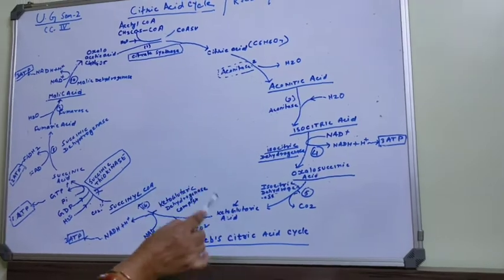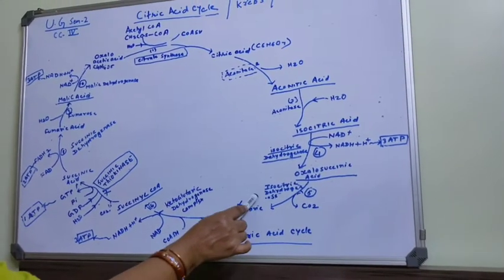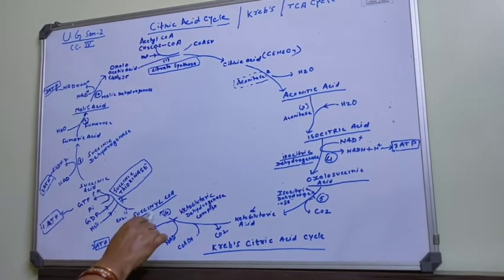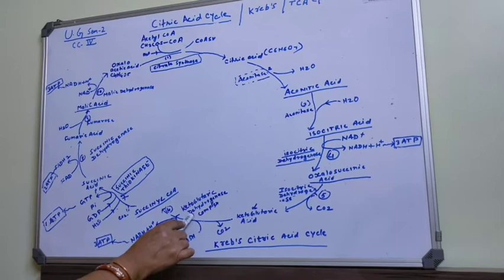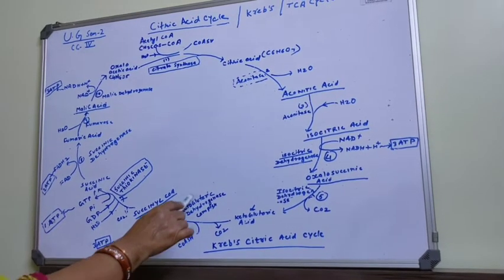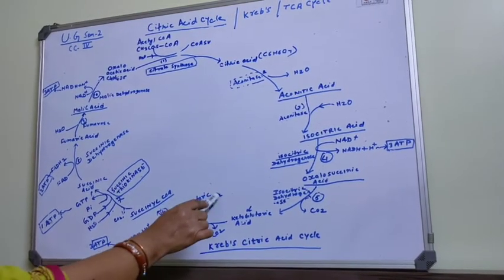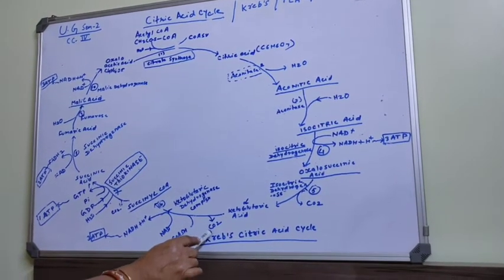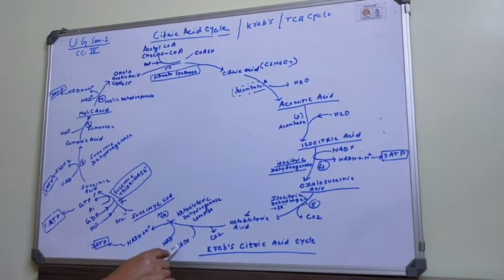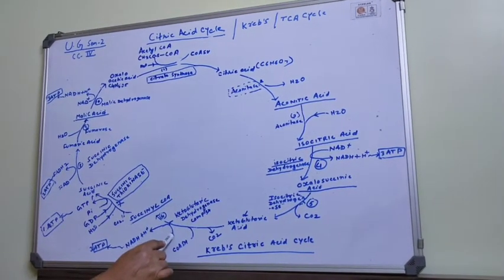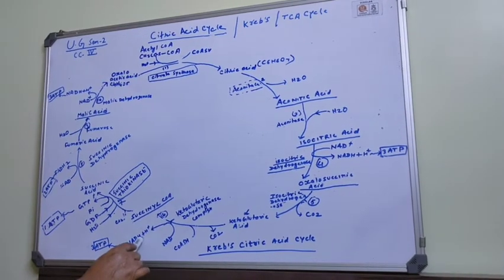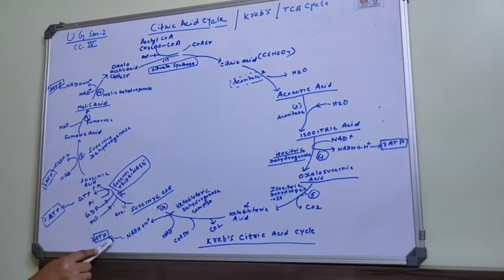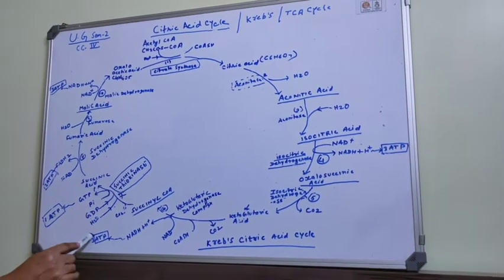In the next step, this alpha ketoglutaric acid forms succinyl CoA in presence of the enzyme ketoglutarate dehydrogenase complex. Here, one molecule of carbon dioxide is released, NAD is reduced to NADH plus H plus, and here 3 molecules of ATP are formed.